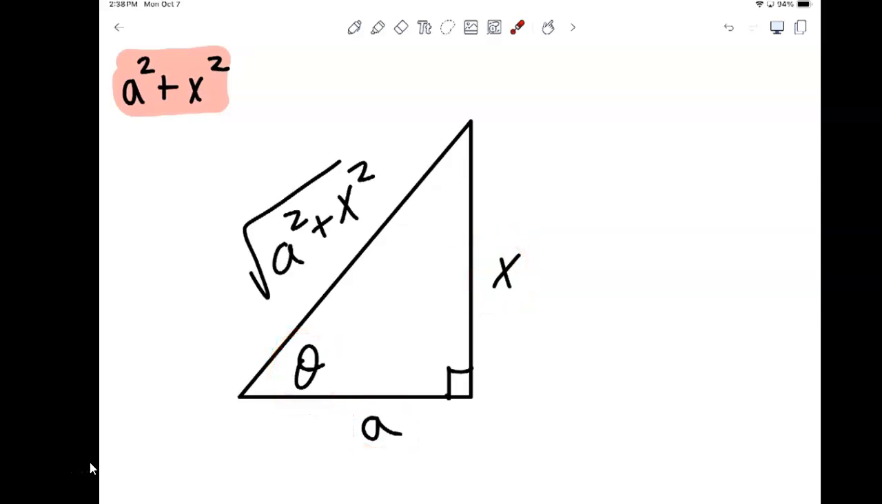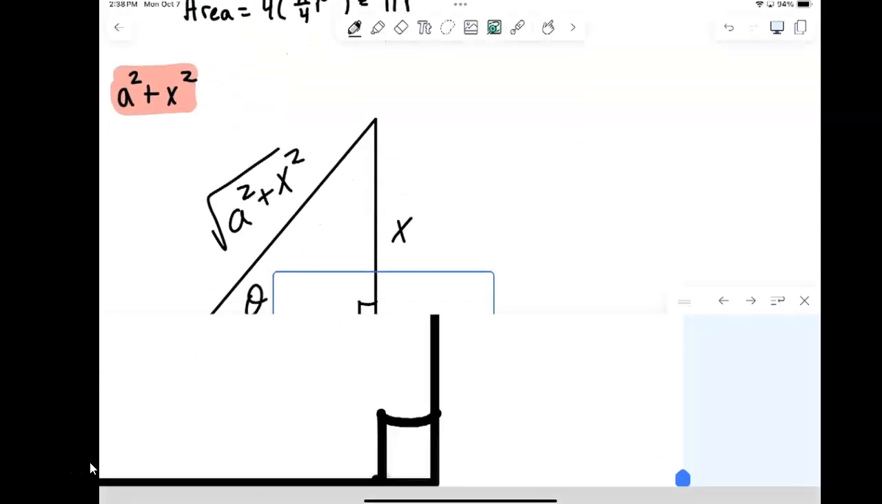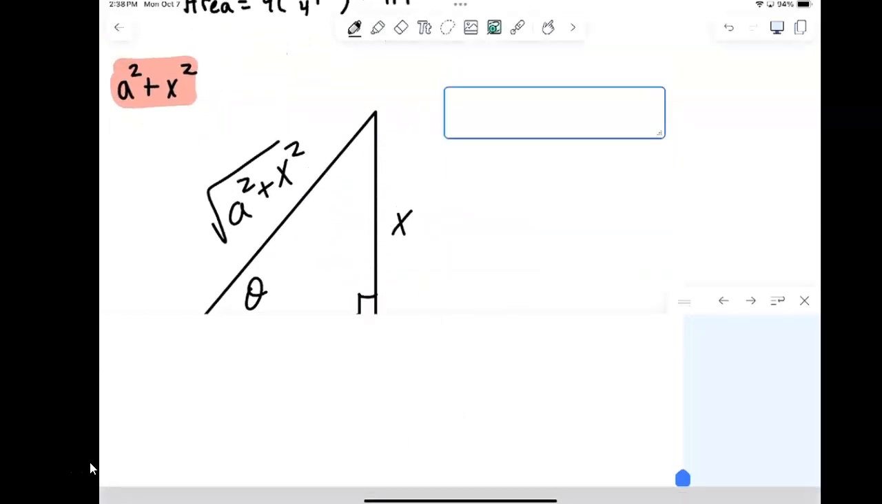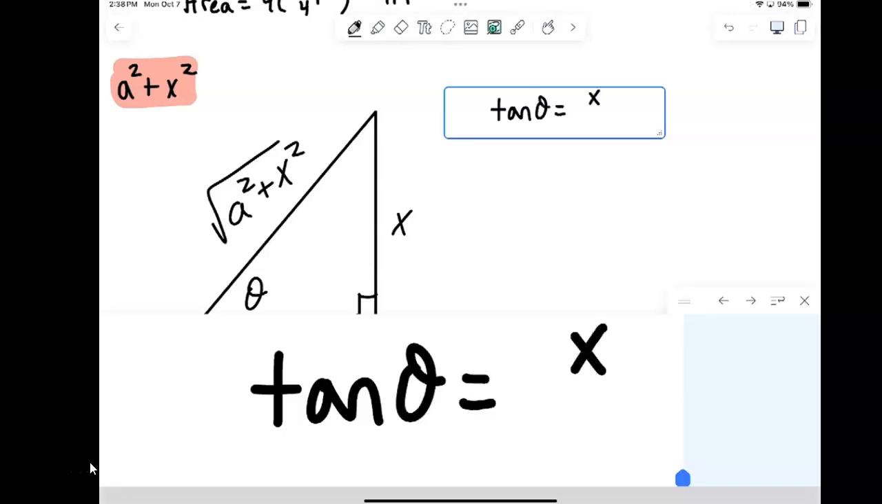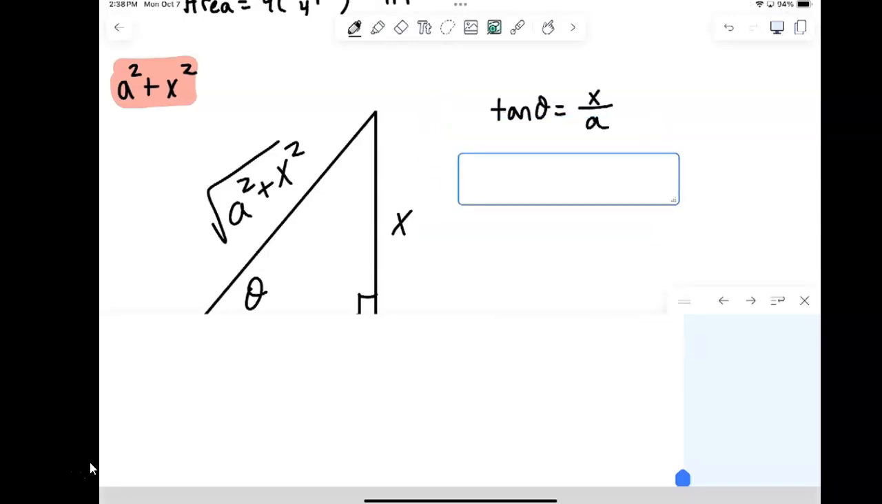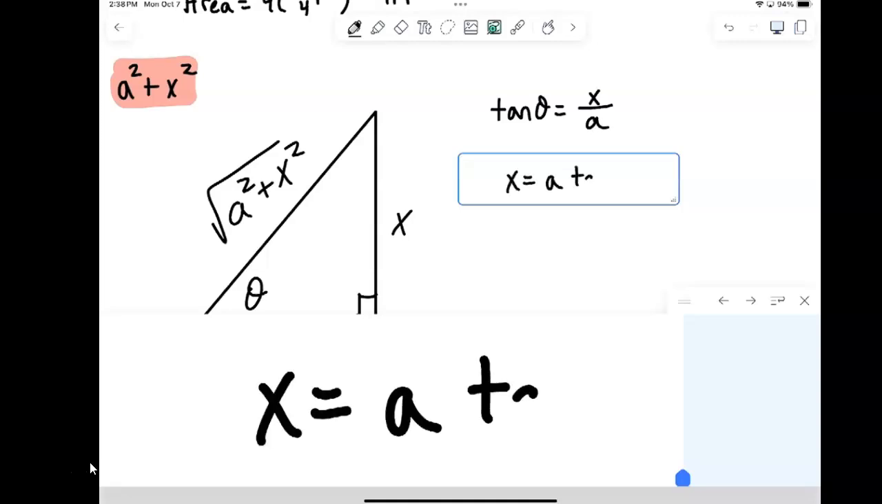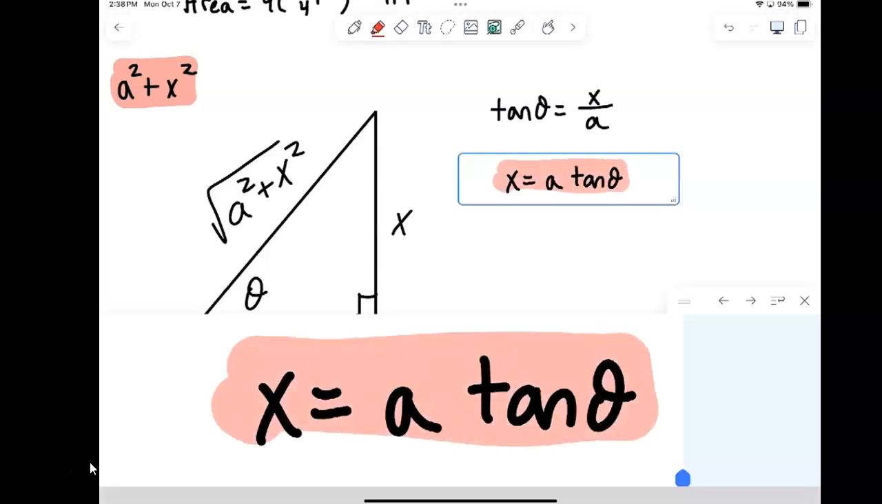And so what trig function can relate x and a? Well, you have two choices, but we're going to pick the one that is nicer, and that is the tangent. So tangent theta equals opposite over adjacent. So the key substitution here is x equals a tangent theta. And so for that one, we're going to use the substitution x equals a tangent theta.